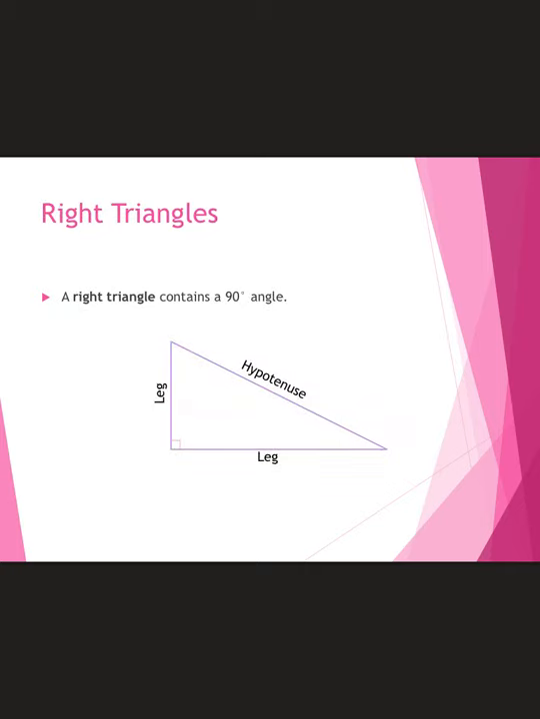And a right triangle contains a 90-degree angle. That will be denoted by a little square or a 90 degrees sitting there. Remember that the 2 sides of a triangle that meet at the 90 degrees are called our legs. The side opposite the right angle is called the hypotenuse.